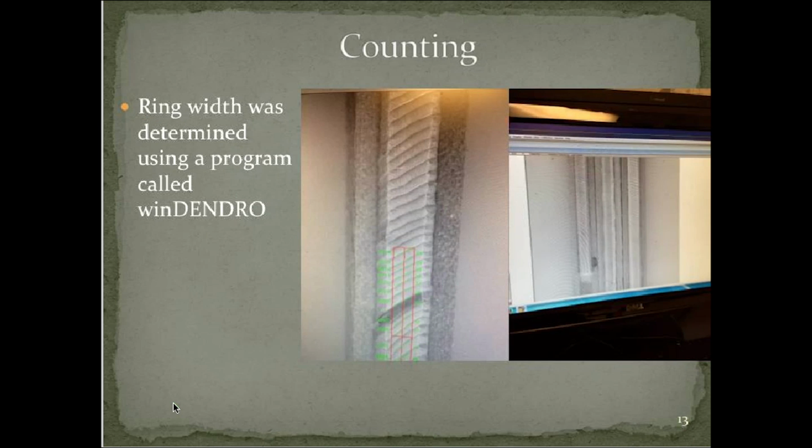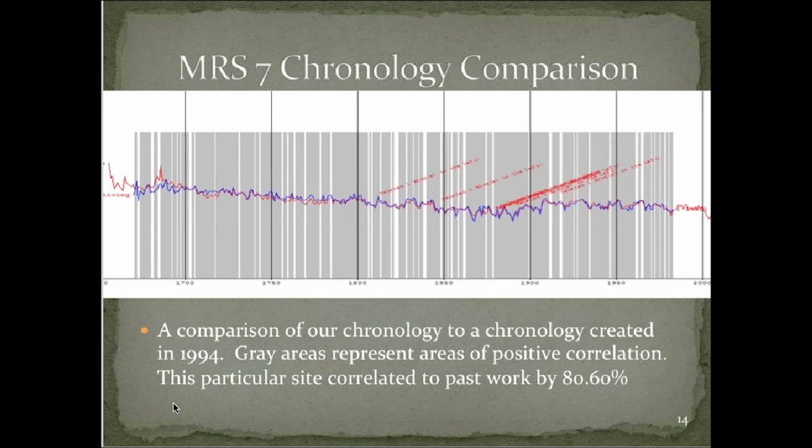And we do that in order to count them and find the distance between them in order to create that chronology that I was talking about. So this is using a program called Dendro where essentially every green line is a ring, and you have to go click on every single ring there.